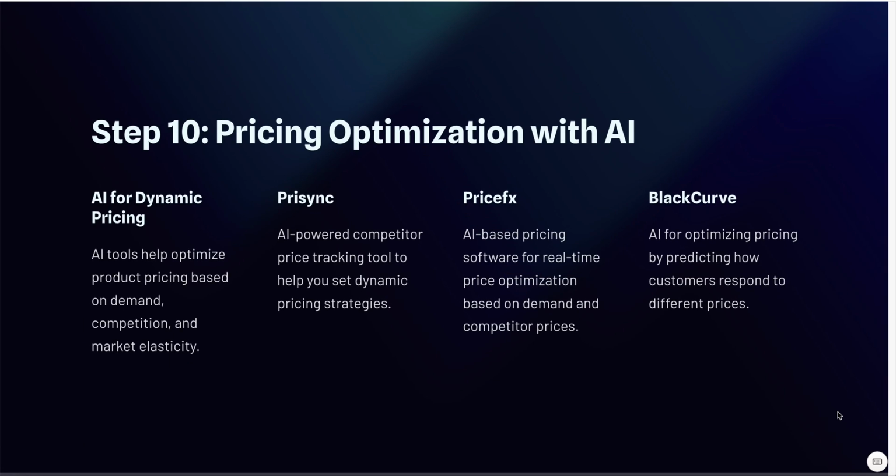Step 10, pricing optimization with AI. Now we're looking into the domain more of retail, let's say, and B2C sales, relevant for some products and some goods and services, not relevant for others. Regardless, it's good to know about these things. Dynamic pricing or predictive pricing are playing a larger, more important role in different parts of the market and this process. And some tools that can help you do this are Pricing and Price Effects and Black Curve.